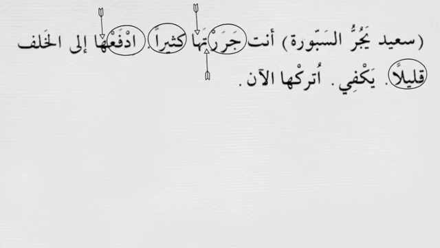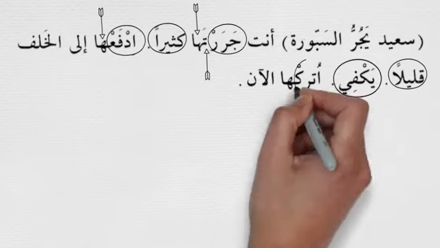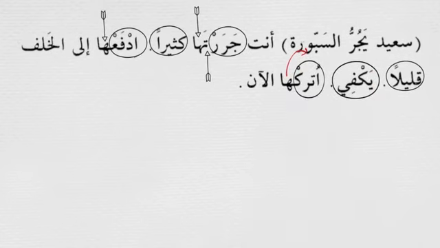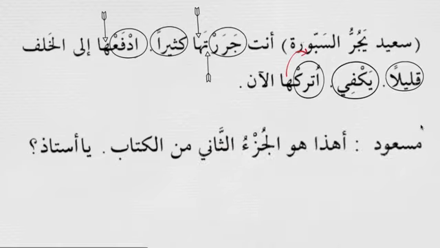So kafa yakfi. So fi'l naqis here, kafa yakfi. So yakfi again is enough. Utruk, taraka yatruku is to leave. Taraka, he left. Yatruku, he leaves. So utruk means leave. Leave it al-an. So leave it now. So you pushed it appropriately. So this ha refers to saburah. So utrukha al-an.